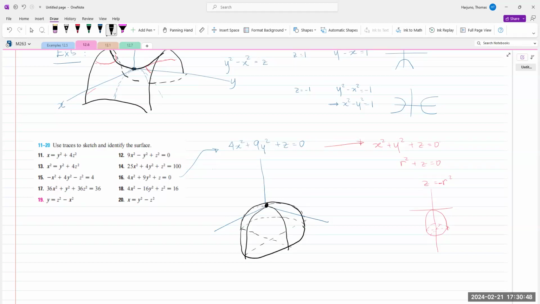If you want a better view, so that we can see the scaling better, divide the whole thing by the LCD, 36. So I get x squared over 9 plus y squared over 4 equals negative c over 36. Okay, so that's an elliptic paraboloid facing down, center at origin.